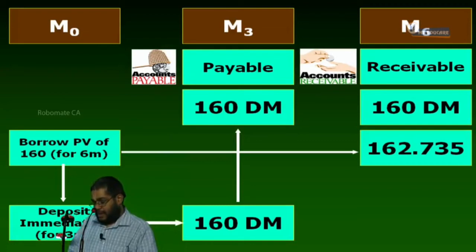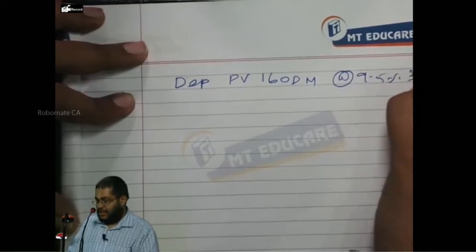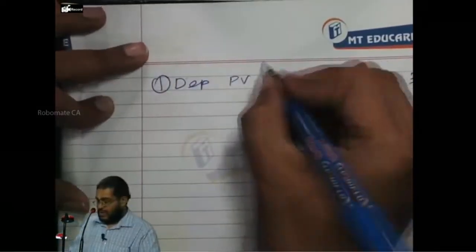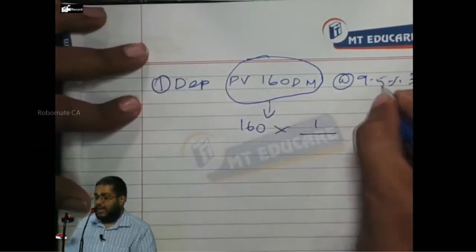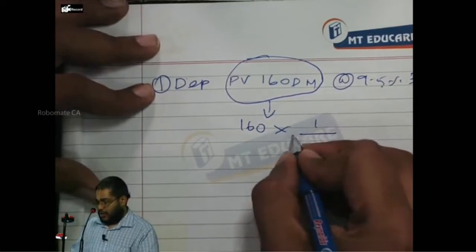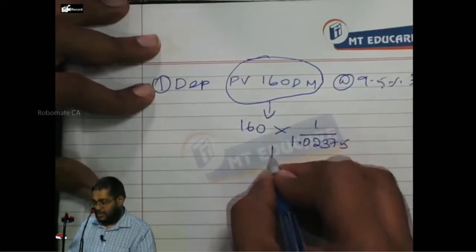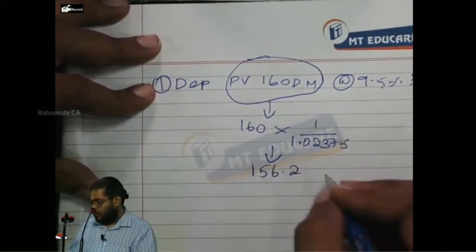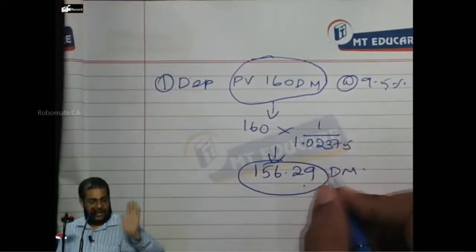First of all, I am going to deposit. What? The present value. How much Deutsche Mark? 160 Deutsche Mark, at what percent per annum? 9.5% per annum. How many months here? 3 months. Right or not? This number I should calculate. How to calculate? The amount is 160 into 1 by 1.02375, since 9.5% is for 1 year, and for 3 months it is 2.375. Right or not? What should be the number here? 156.29 Deutsche Mark. Is that the Deutsche Mark I should deposit today in Germany? Accepted? Yes or no?